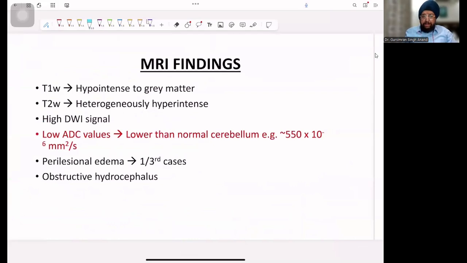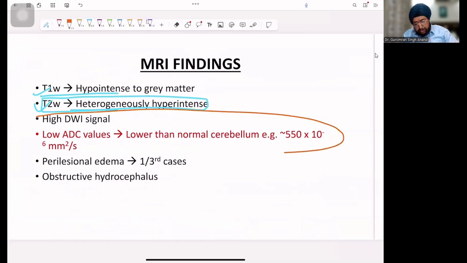Let us look at the MRI findings. Most of these we have already seen in our patient. It's hypointense to gray matter on T1 weighted images. It's heterogeneously hyperintense on T2 weighted images. The pick point, or the click point, here is your low signal on ADC. That is a differentiating feature from the rest of the differentials.